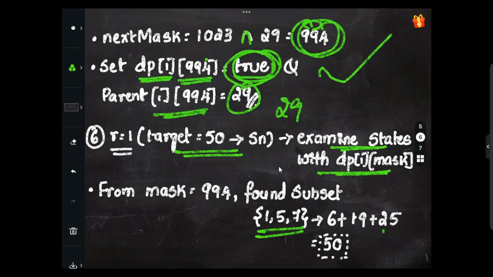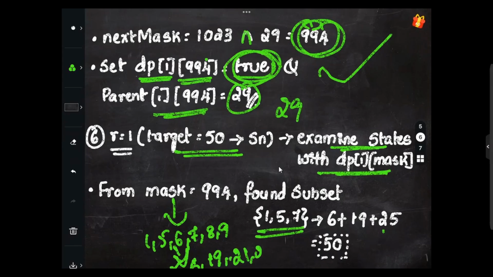Just give me a second, why is this one not writing? Yeah, this one. When I said from mask 994, the atoms left are from the indices 1, 5, 6, 7, 8, 9 here. The values for these indices are 6, 19, 21, 25.